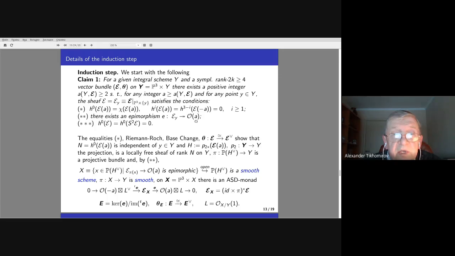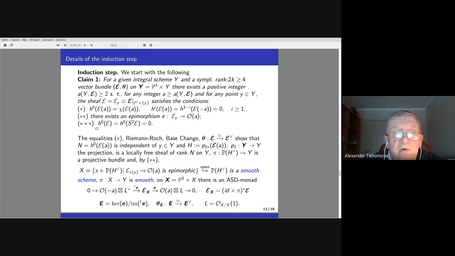If actually this is nothing but the condition of E_Y to be globally generated when twisted by A. So E_Y twisted by A should be globally generated. And this is using the symplectic structure. This is the same as the surjectivity of this map.